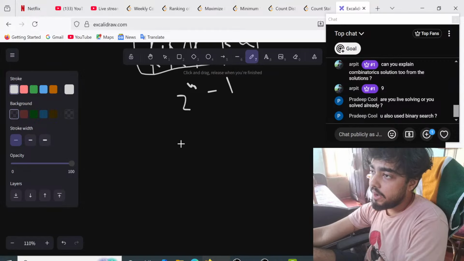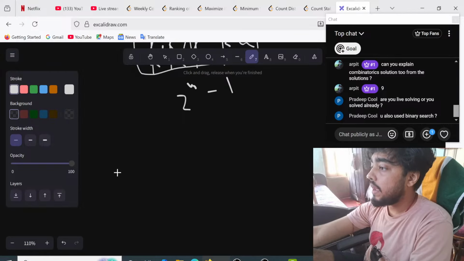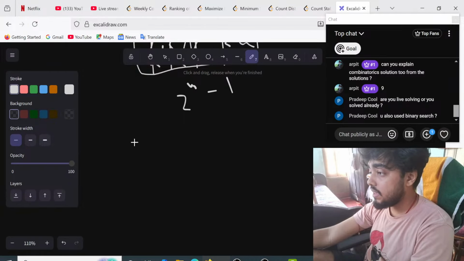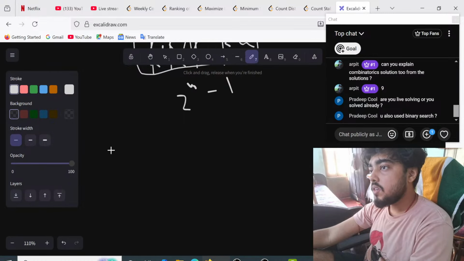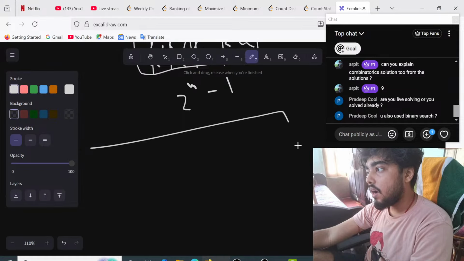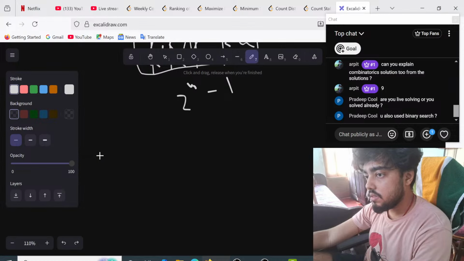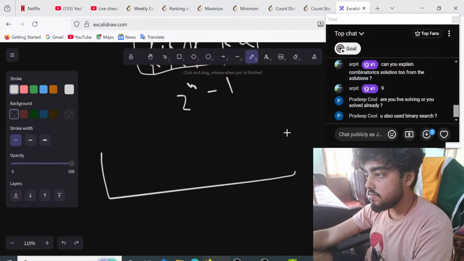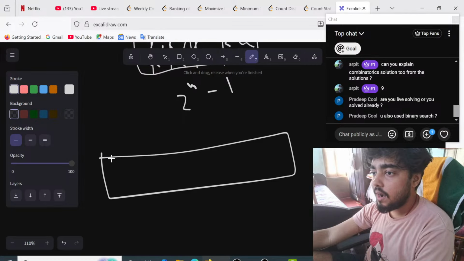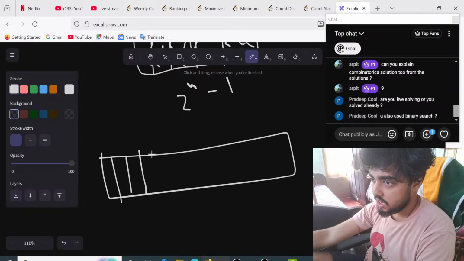Now the point is, we are given the queries, okay, and within that query we have to find. So let's say we have got a specific array, and in that array there are a lot of elements.